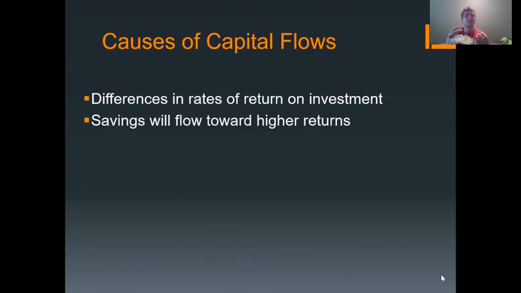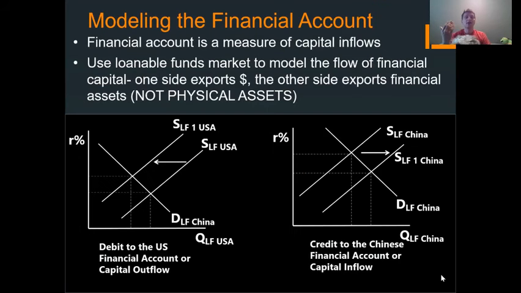So the causes of these capital flows, like what causes people to save their money, put their money in financial assets or physical assets in other countries, well, that has to do with different rates of return on investment. Savings actually flows towards higher returns. So if you have a higher interest rate, you're going to have more people saving money in that country because it's attracting foreign investors. So you use the loanable funds market to model this flow of capital.